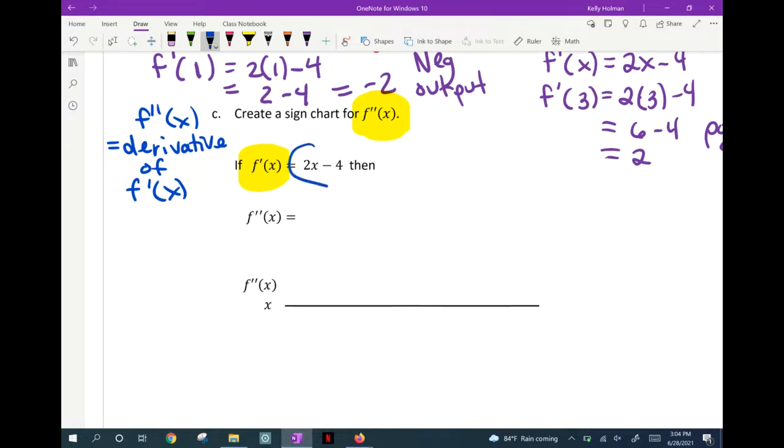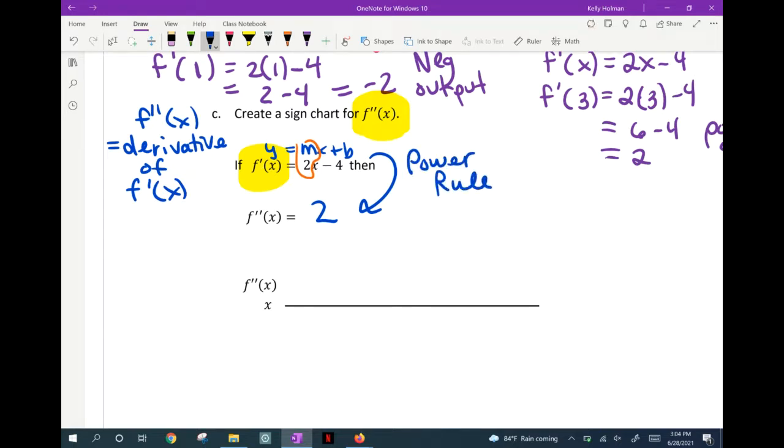Does anyone know what the derivative of 2x minus 4 is? Just 2, that's right. It's a linear function, mx plus b. The slope is 2. Or you could just do your power rule, however you see that. You're going to get that the derivative there is 2. You can just do your power rule to confirm that.